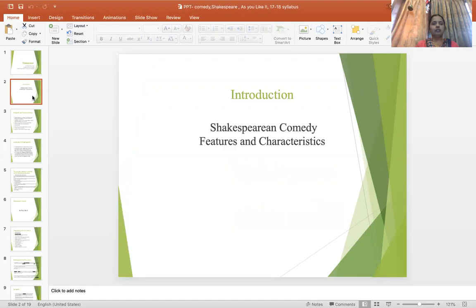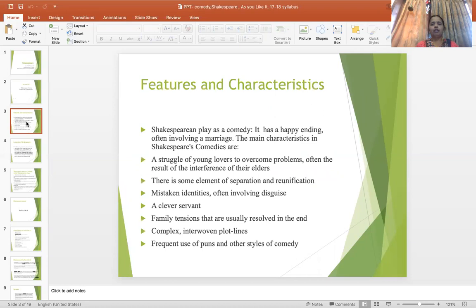I feel immense pleasure in sharing Shakespearean comedy and its features and characteristics. Shakespearean comedy, features and its characteristics. So, what are those features and characteristics of Shakespearean comedy? Let us see point by point.